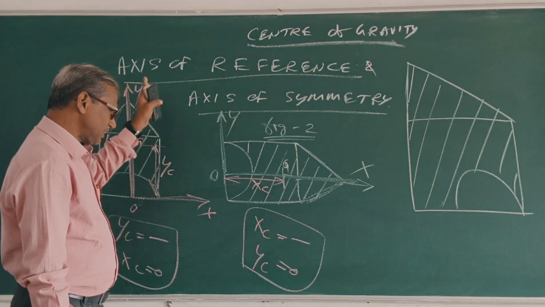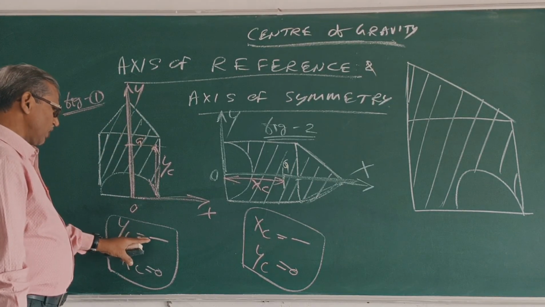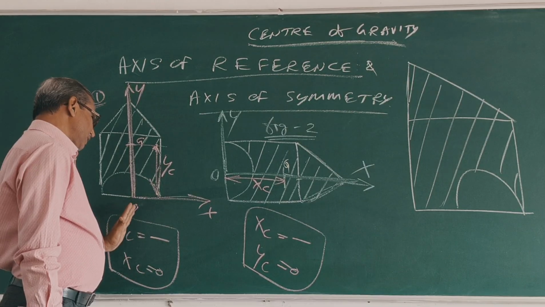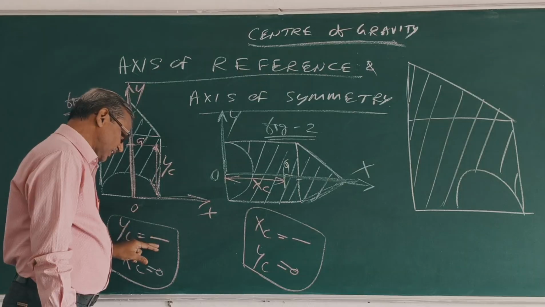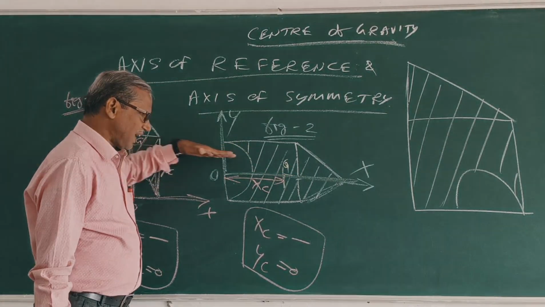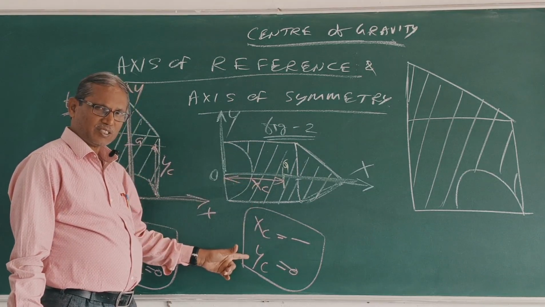In figure 1, the CG lies along the y-axis, so we can find out only YC. X is 0. YC lies along the y-axis, so we will find out YC. Here x is 0. In figure 2, the CG lies along the x-axis, so we will find out XC, and YC is 0.